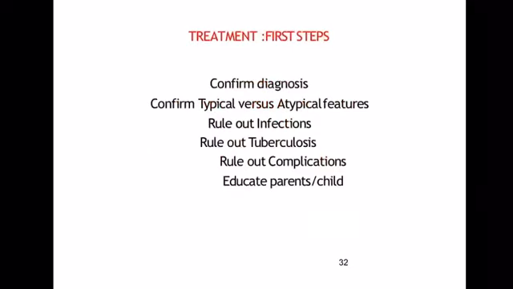Now, what is the treatment? First, we have to confirm the diagnosis that it is a case of nephrotic syndrome, and then confirm typical versus atypical features. Rule out any infection like HIV, HBsAg, tuberculosis. We have to rule all this out. And rule out any complication like hematuria, skin rash, joint involvement. And educate the parent and child. This is the first step of the treatment.